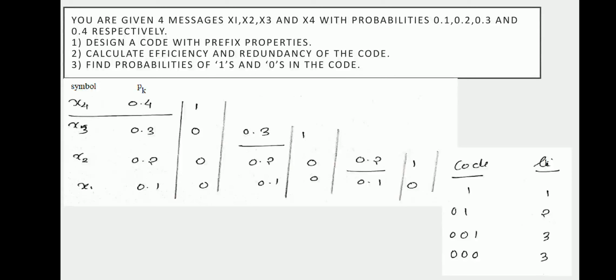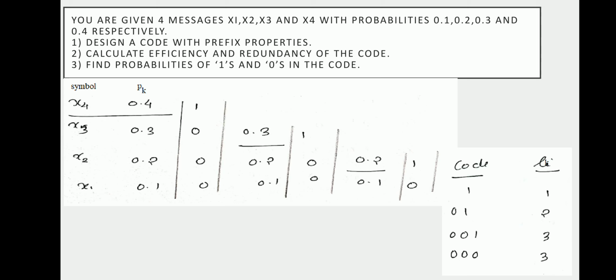Hi all, we can see more problems related to this Shannon-Fano coding. So you are given messages x1, x2, x3 and x4 with probabilities 0.1, 0.2, 0.3 and 0.4 respectively. Design a code with prefix properties and find the efficiency and redundancy of the code. Find the probabilities of ones and zeros in the code. Designing a code with prefix properties means we can design using Huffman coding or Shannon-Fano coding. Here we are using Shannon-Fano coding because we are considering it as an example for Shannon-Fano coding.